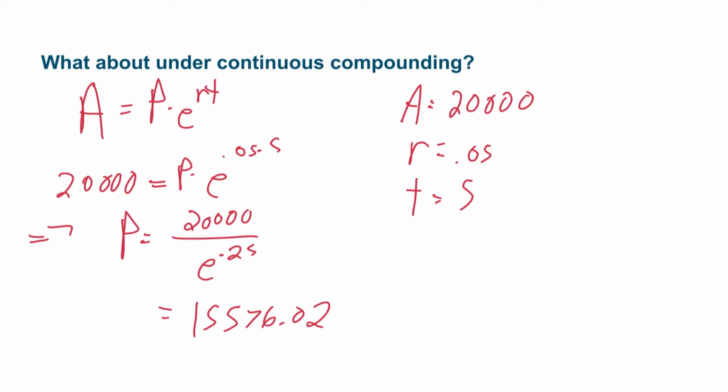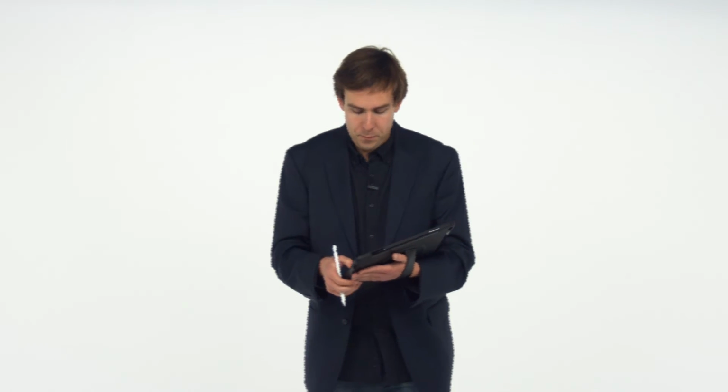This is equal to about $15,576.02. So as a remark, I need to invest less under the model of continuous compounding than I do under the model of compounding yearly. This makes sense. I need to invest less with compounding continuously because I earn more on my initial investment with compounding continuously.